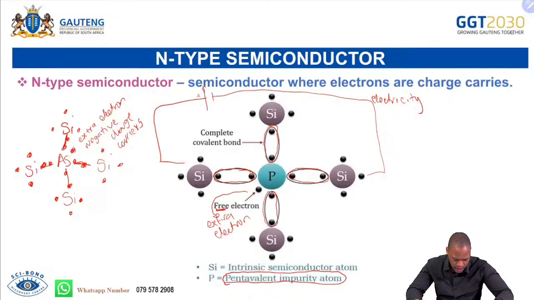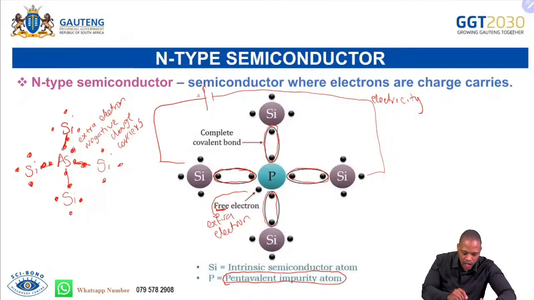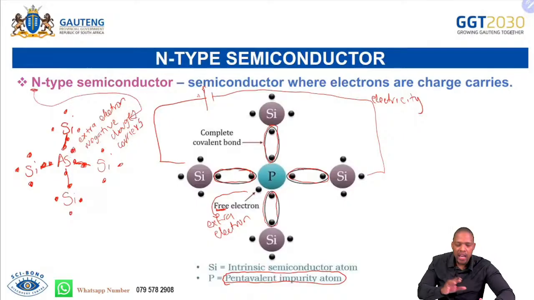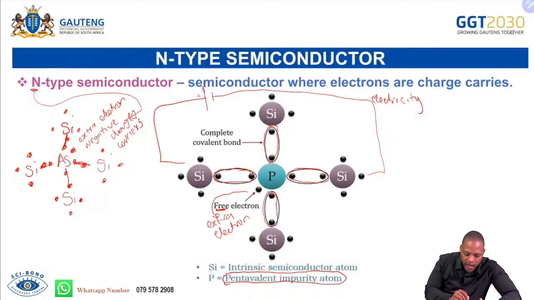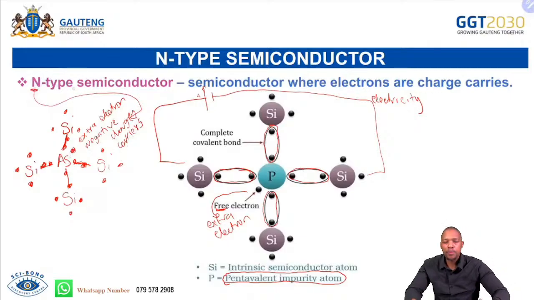And again, as we've said, these are what? Negative charge carriers. Electrons, extra electrons that are going to be there. So we have a type of semiconductor that is a negative type, or negative charge carrier type of semiconductor. We call it the N. Where does the N come from? It comes from negative charge carriers that are being carried there. So it becomes an N type of semiconductor.